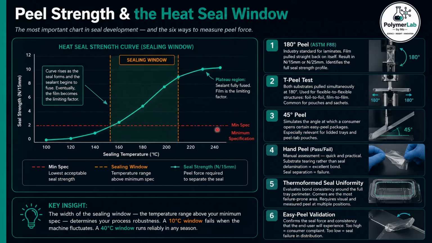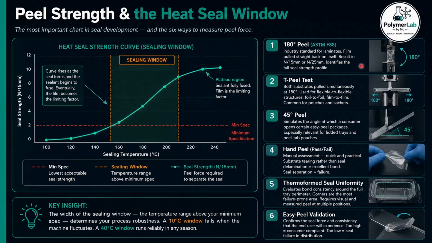A window of 10 degrees Celsius means any temperature fluctuation on your production machine, and they always fluctuate, risks falling below spec. A window of 40 degrees means you can absorb seasonal variation, machine wear, and lot-to-lot film variability without a single out-of-spec seal. Now let us talk about peel test geometry, because you will see several methods referred to in a specification.